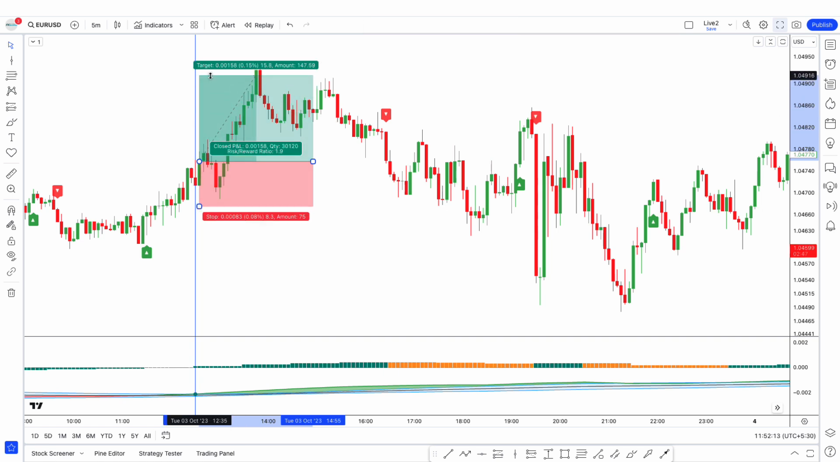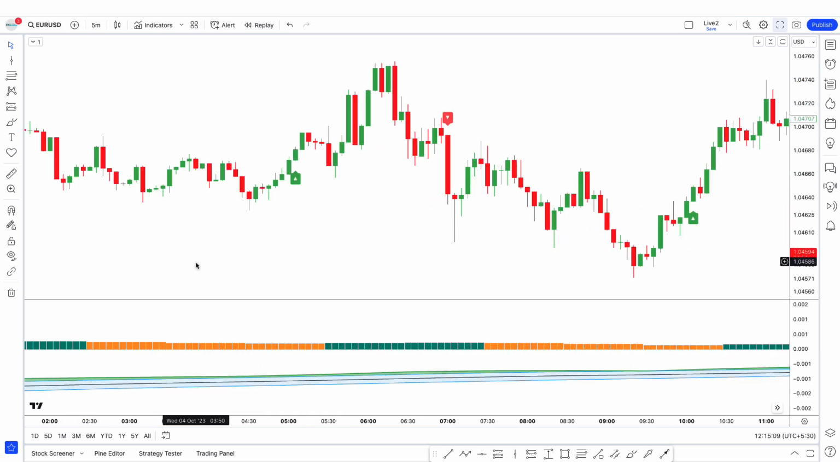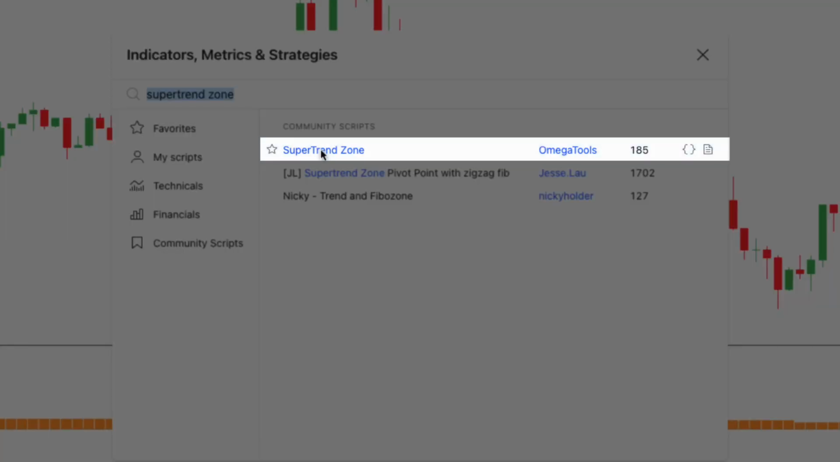You're right, the strategy isn't complete just yet. There's one more element we need, a third confirmation indicator. To fill this gap, let's go back to the Indicators tab and search here Super Trend Zone. Select this one created by Omega Tools.